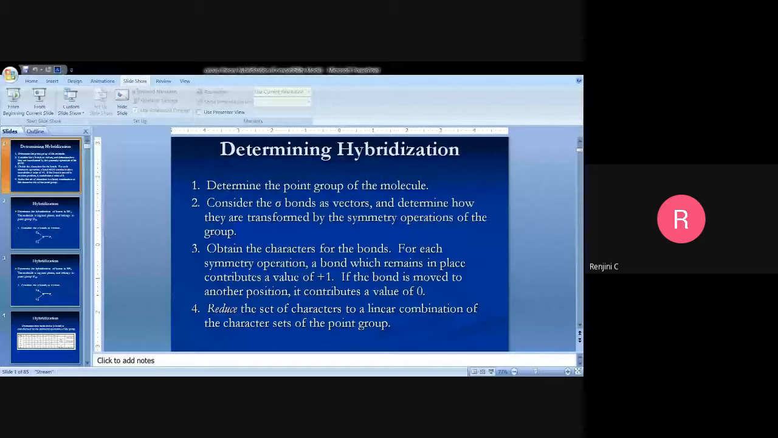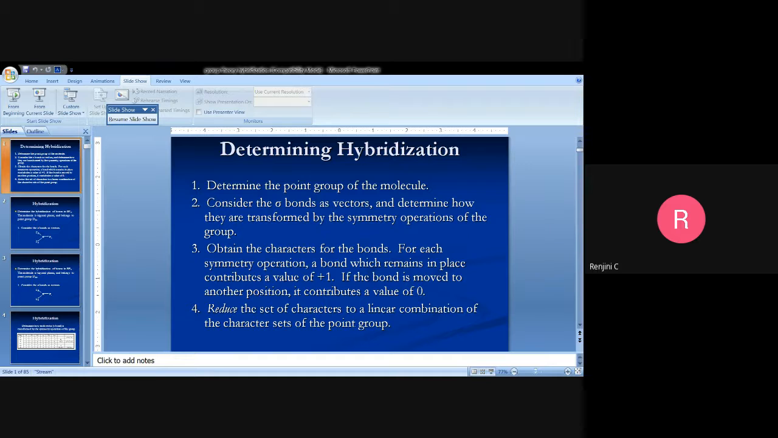And next we have to consider the bond vectors present in it. And from here it is clear that in BF3 there are three sigma bond vectors. That is the first one BFa, second one BFb, and the third one is BFc. Three sigma bond vectors are present in the BF3 molecule. So now we know that the BF3 molecule belongs to the D3h point group and it contains three sigma bond vectors. We can move on to the next step.